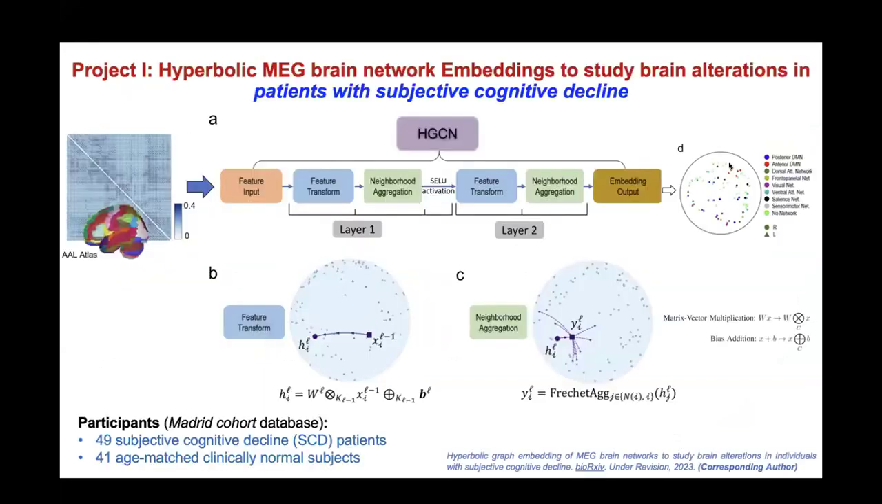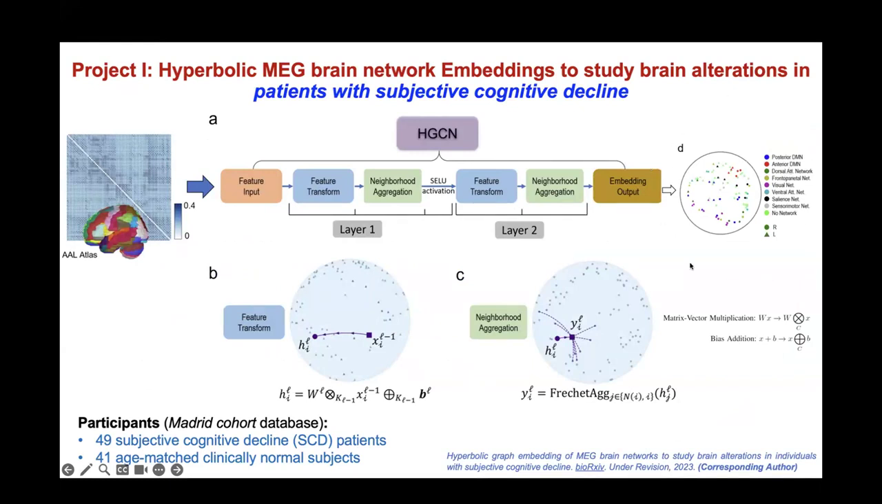So next, I will present two recent projects. The first one uses a hyperbolic graph convolutional neural network. The initial paper was published in 2019 by the Stanford group. Here we work on MEG data using the AAL brain atlas, including 90 brain regions, to learn brain nodal embeddings for different cortical regions.